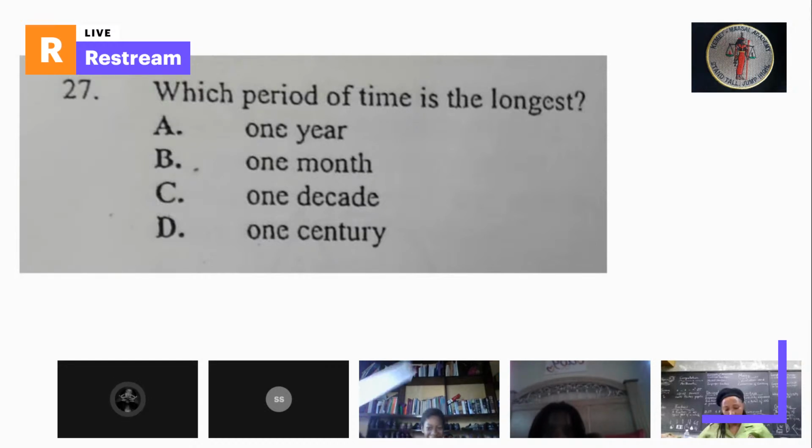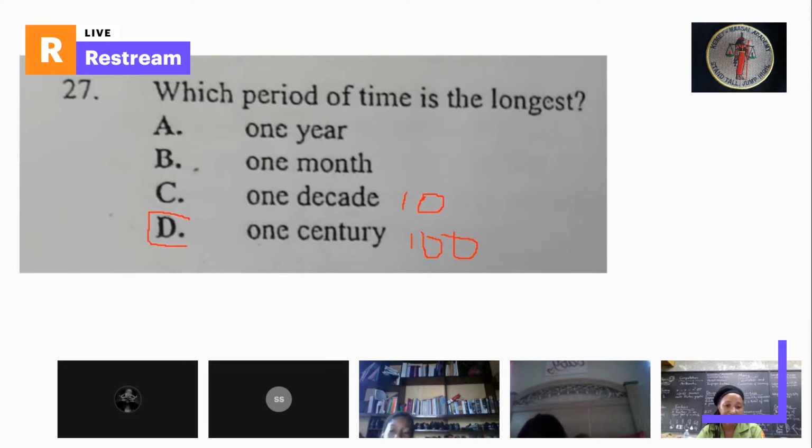How many years make a century? 100 years, Miss. Okay, so 100 years make a century. How many years make a decade? 10 years, Miss. So you're right in knowledge, but you guessed it, right? Yes, Miss. 10 years in a decade, 100 years in a century, and this is 1 year, and this is not yet 1 year. So the century is the longest one.